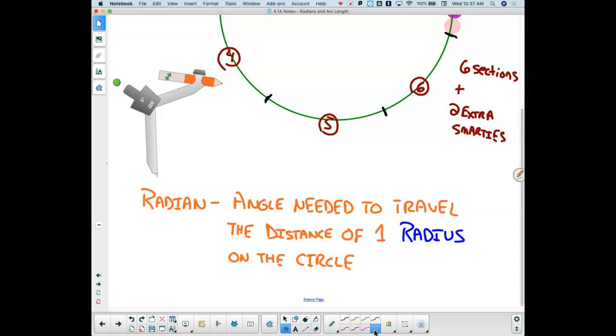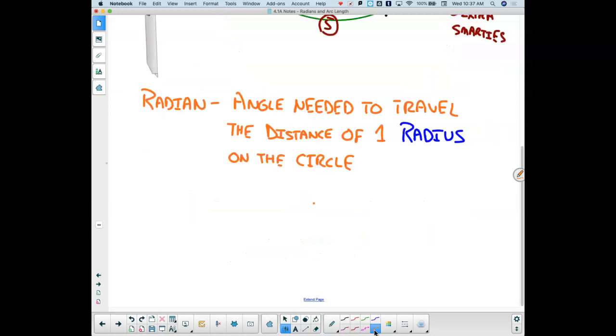Side note, the symbol for a circle, if you don't want to write out the word circle, oops, that's a bad one. Dropping everything today. Too many Smarties. The symbol for a circle is an O with a dot in the middle.